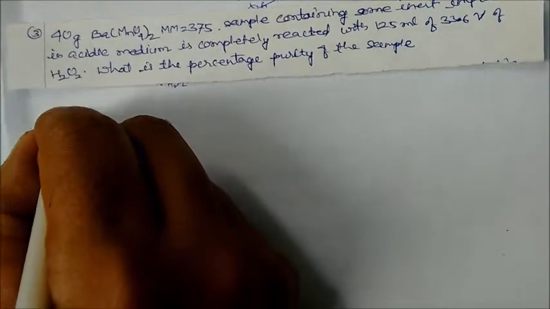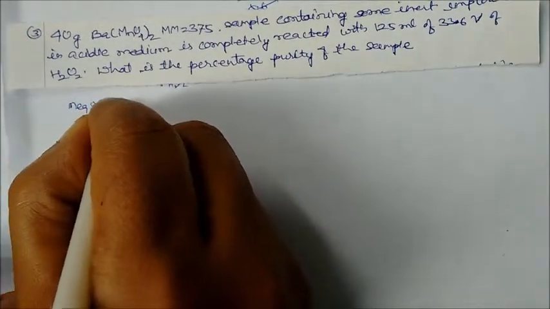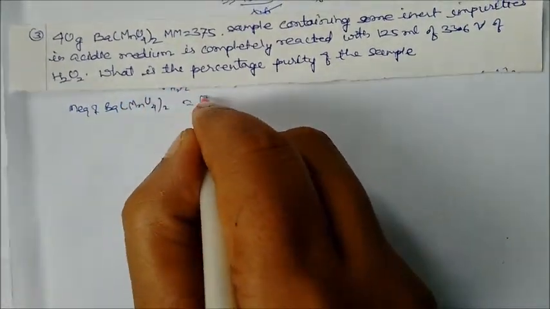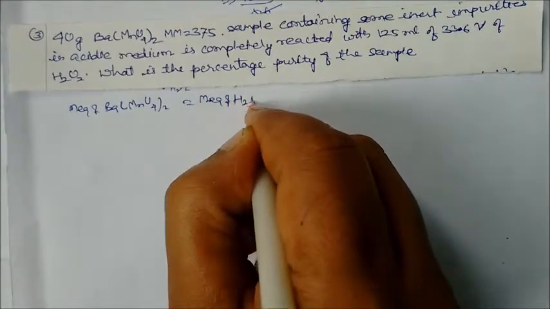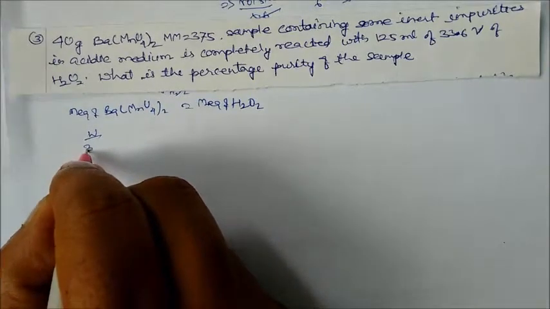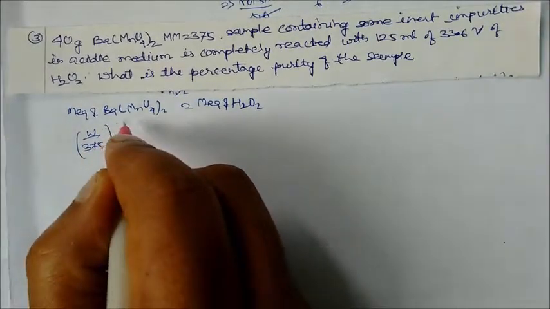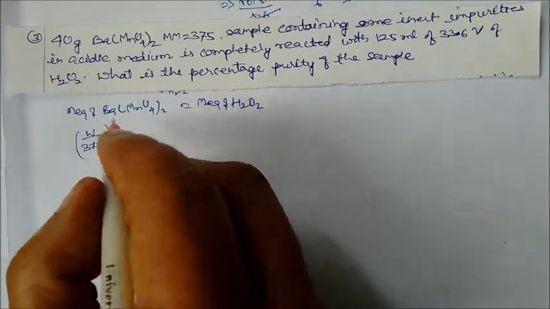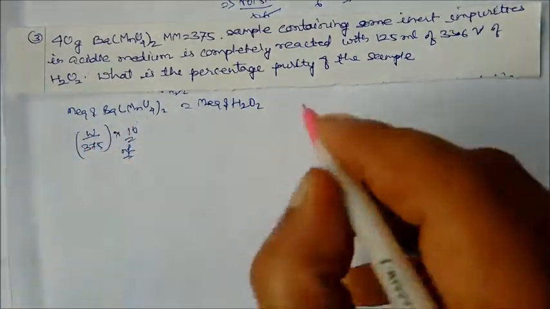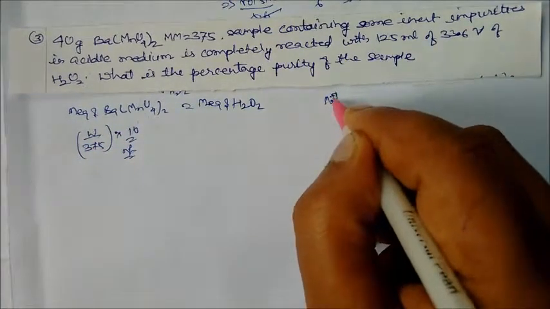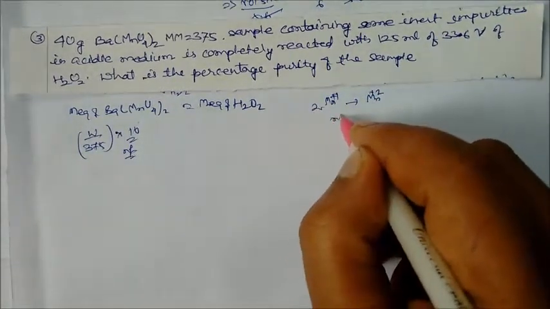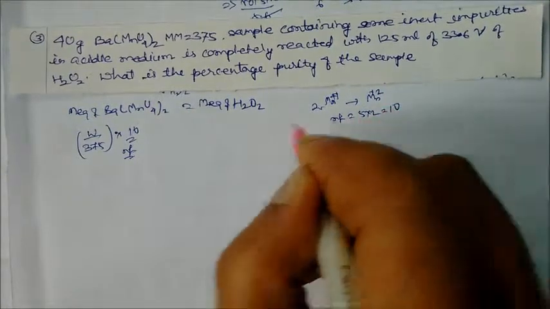So again, it is milli equivalent of barium permanganate, Ba(MnO4)2, is equal to milli equivalent of H2O2. Okay, this is milli equivalent given here. So here milli equivalent is nothing but the weight of the barium permanganate over molecular mass, moles of the barium permanganate. So here again multiplied by 10. So here n factor is 10. How 10? Because if you see here manganese is plus 7 state, so it will convert into plus 2 state. So here we have 2 manganese, so n factor will be 5 into 2, so this will be 10. So n factor is 10 here.